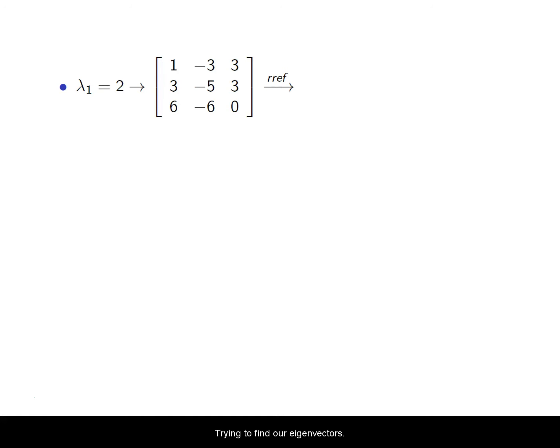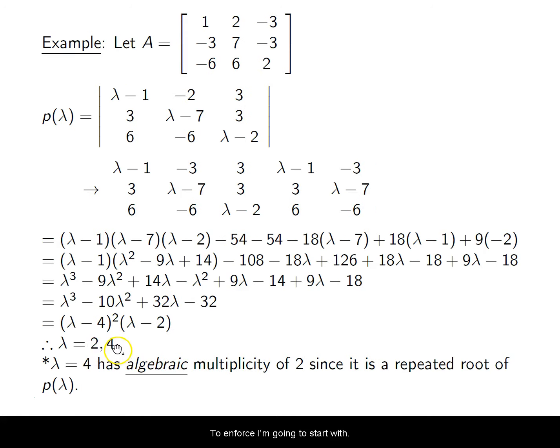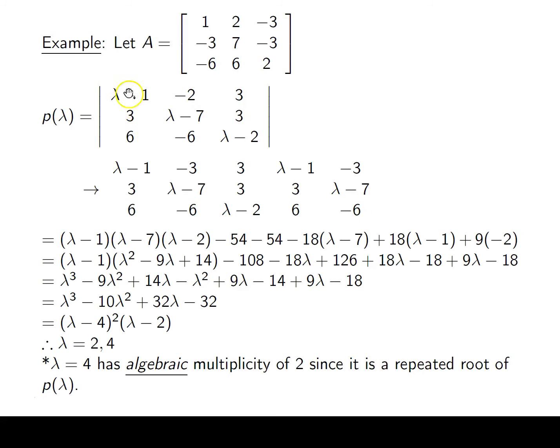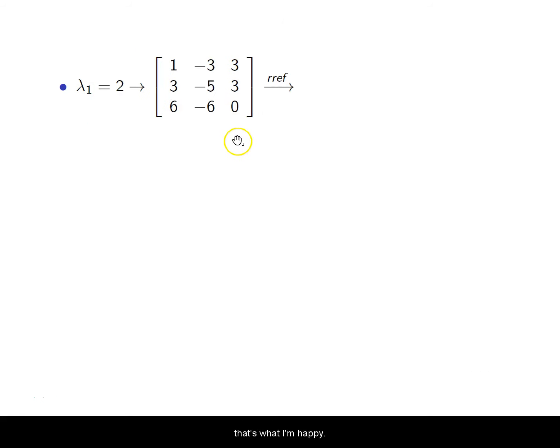Starting to find our eigenvectors, okay, 2 and 4. So I'm going to start with the single eigenvalue first before I go to the repeated root. So lambda 2, this is the matrix I get when I plug in 2 for my lambda value, right? So 2 minus 1 will be 1, 2 minus 7 will be minus 5, 2 minus 2 should be 0, right? And that's what I have here. For my diagonal, everything else is the same.